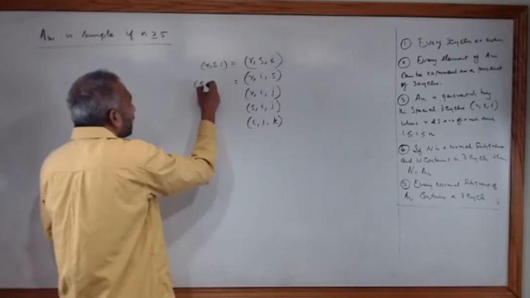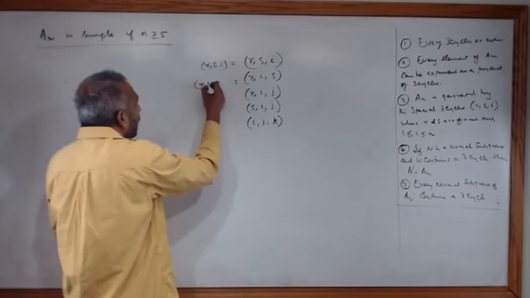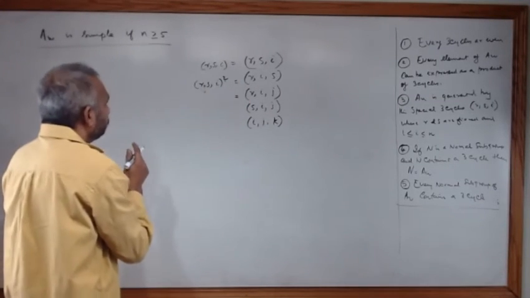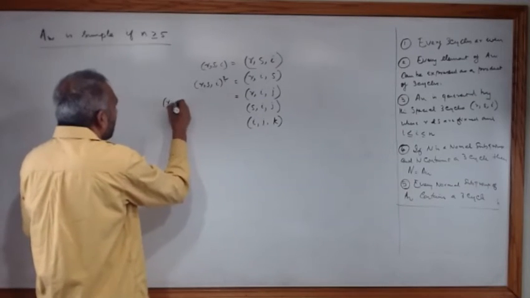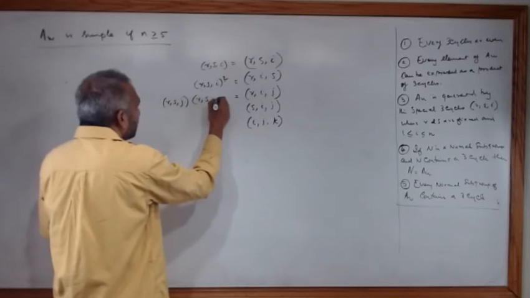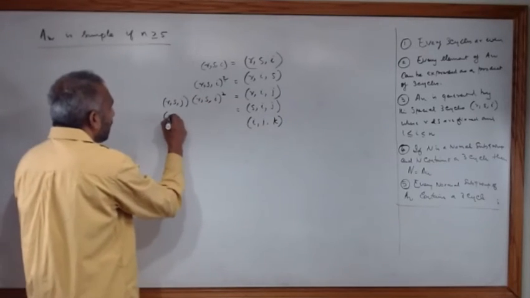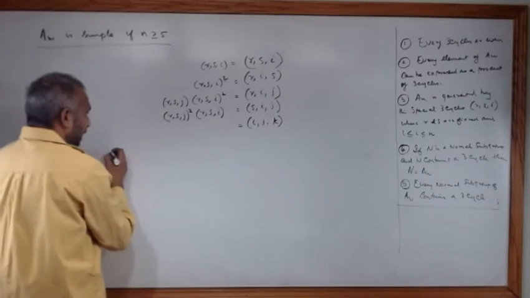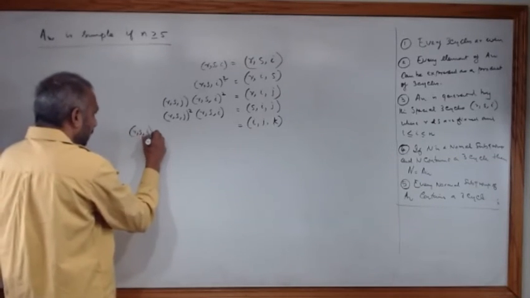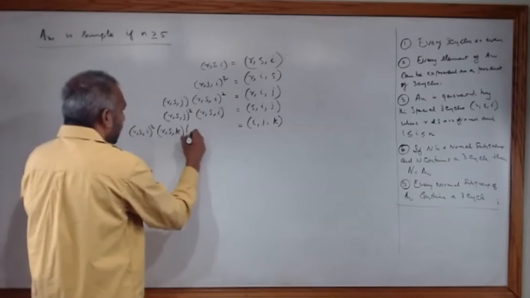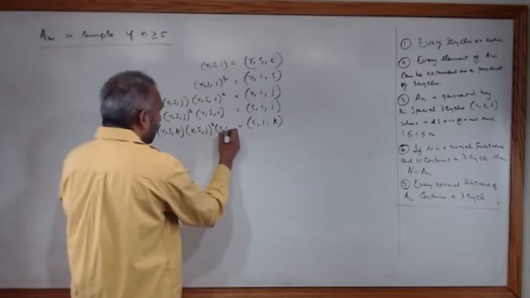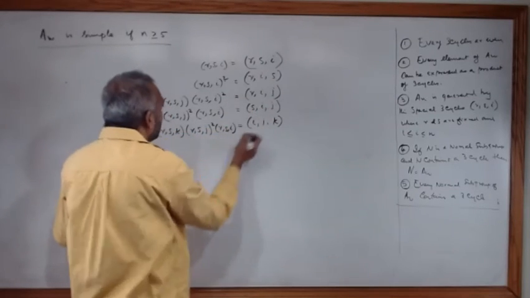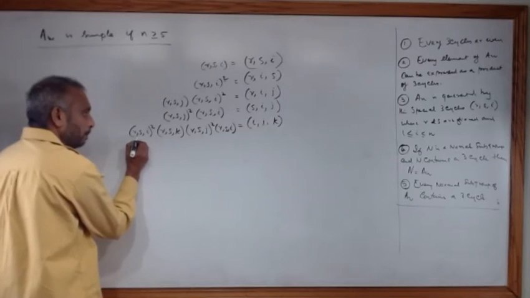This we can write as RSI square. This we can write as RSJ RSI square. This we can write as RSJ square RSI. This we can write as RSI square RSK RSJ square RSI. So we are expressing any kinds of 3 cycles in terms of products of special 3 cycles.